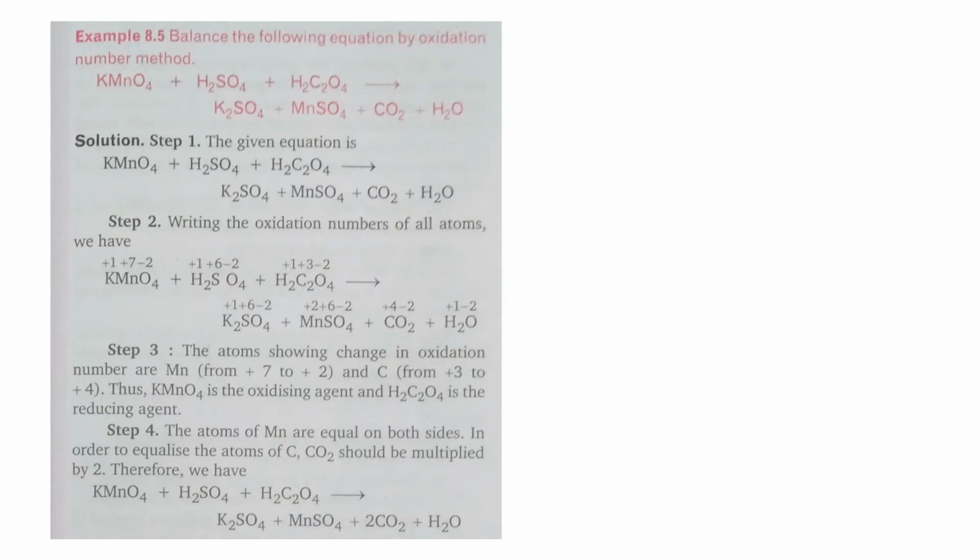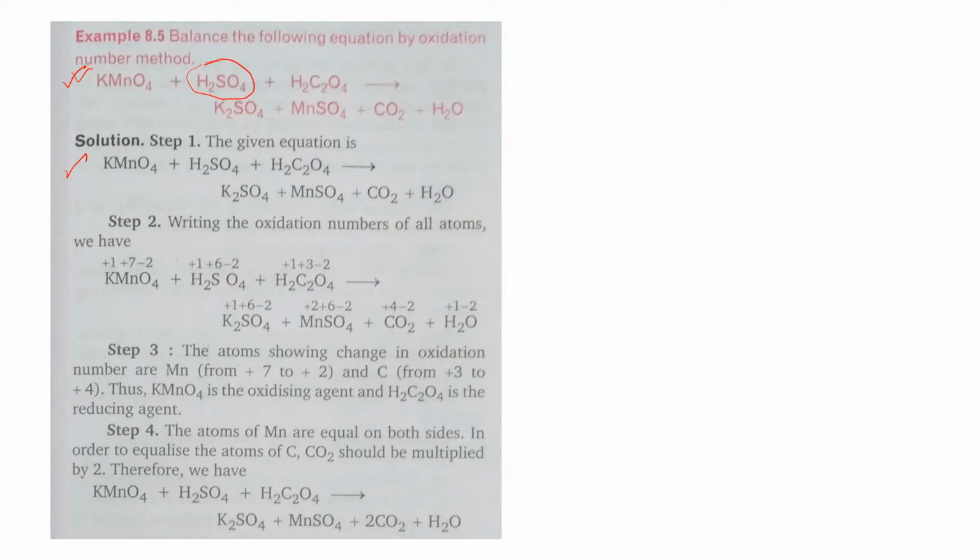The equation is KMnO4 plus H2SO4 plus H2C2O4 is giving you K2SO4 plus MnSO4 plus CO2 plus H2O. Now this is the question. As this question is having H2SO4, that means this equation is in acidic medium. First of all, you have to know that one. This equation is in acidic medium. So the first step, what it is said, copy the question. So step 1 is copy the question.